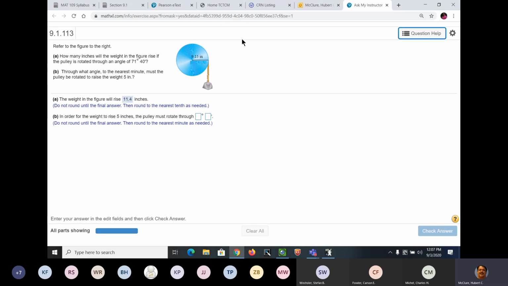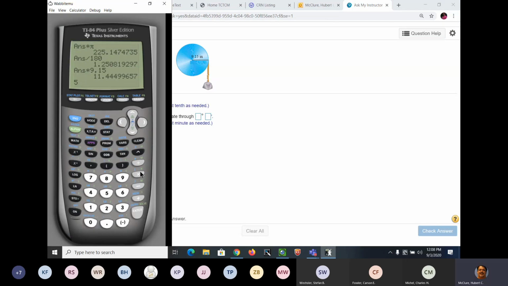So that's going to be 5 times 180 divided by parentheses 9.15 times pi, close parentheses. 31.30, I'm going to write it out because you need to change it to this: 31.30916913 degrees. And you change that into degrees, minutes, and seconds.